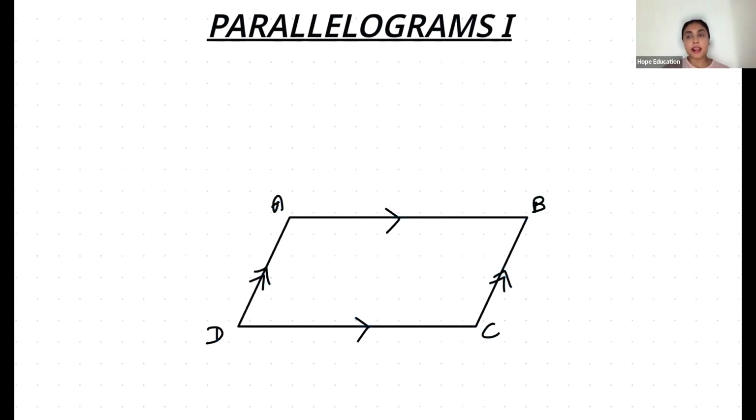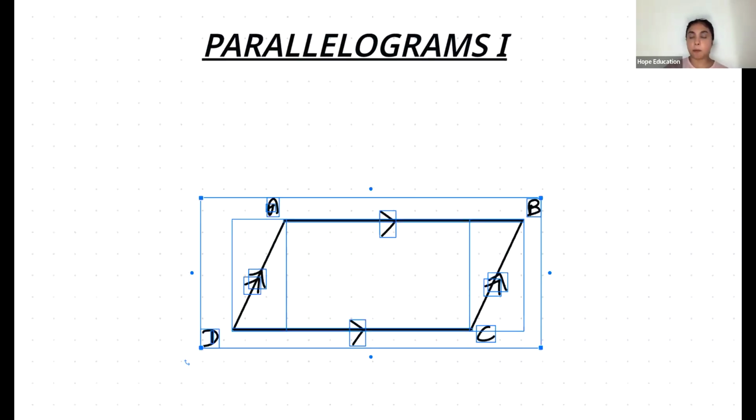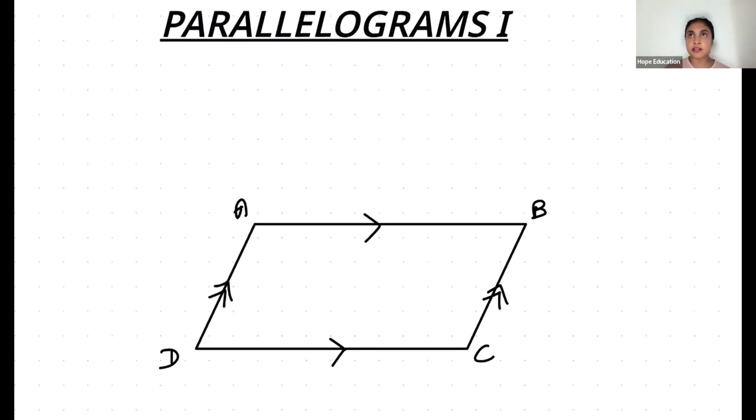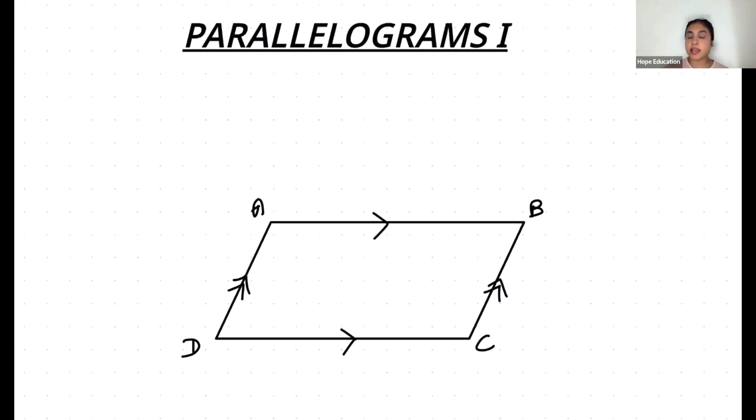So parallelograms may have different features: opposite sides equal, opposite angles equal, diagonals bisect, and so on. There could be different features. However, what is a parallelogram? It is a quadrilateral with four sides where opposite sides are parallel to each other. That is the definition of a parallelogram, right?